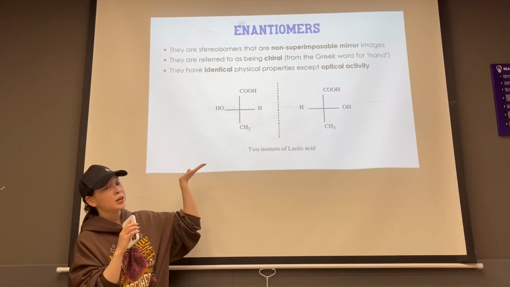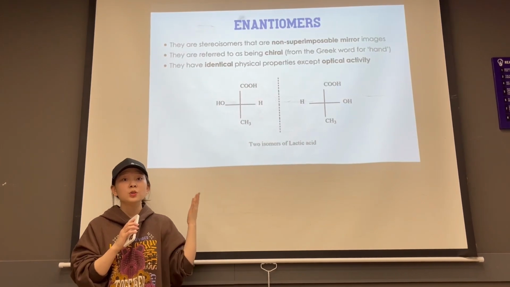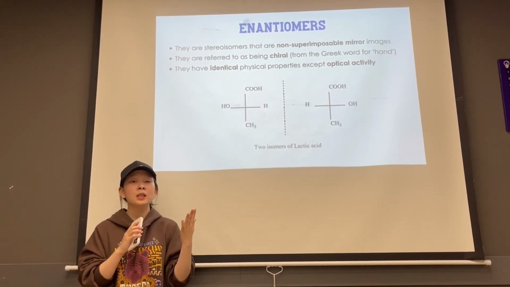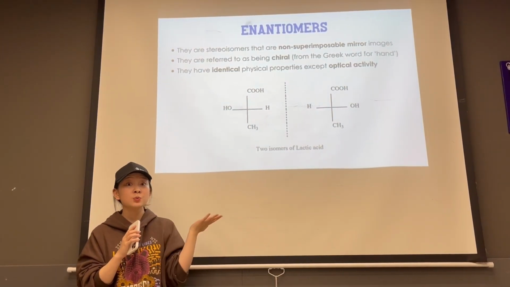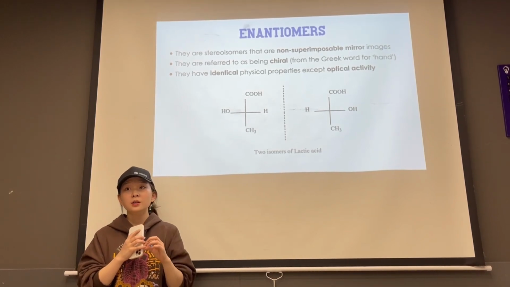So now let's talk about enantiomers. They are non-superimposable mirror images of each other. So you can imagine your hands. They're the mirrors of each other, but you cannot really align them so that they're the same. This is exactly how enantiomers behave in organic chemistry.